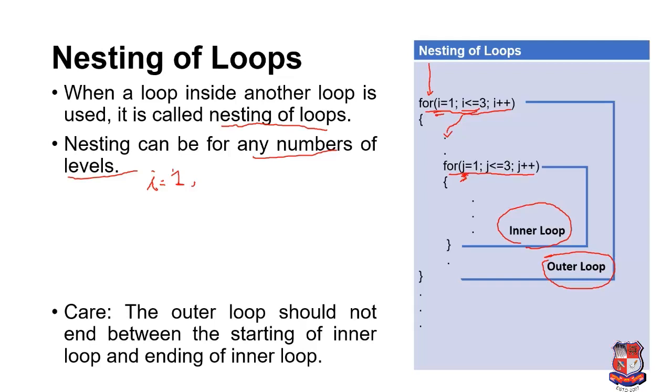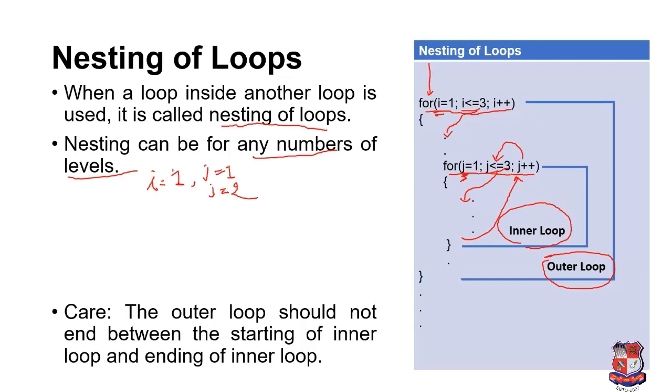Here the value of j is initialized to 1. Now the condition for j is checked, that is j less than or equal to 3, meaning 1 less than or equal to 3. The condition is true, so control is given inside the body of the loop. The statements here will execute, and then control goes to the increment. The value of j will now be 2.